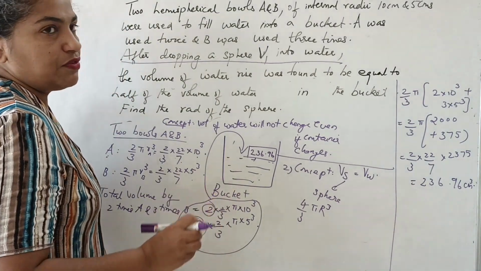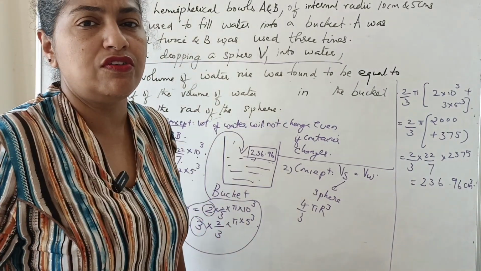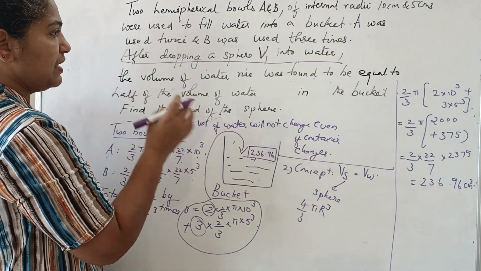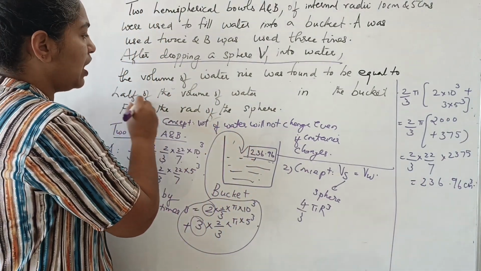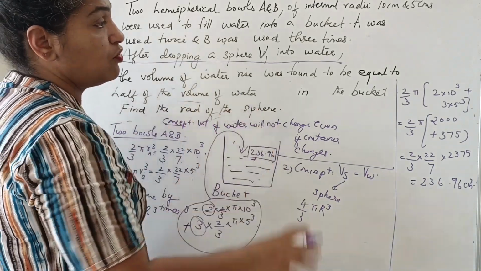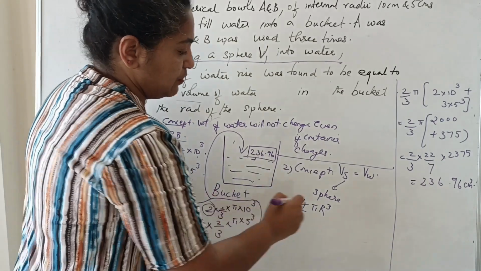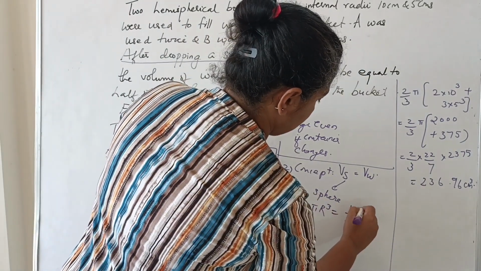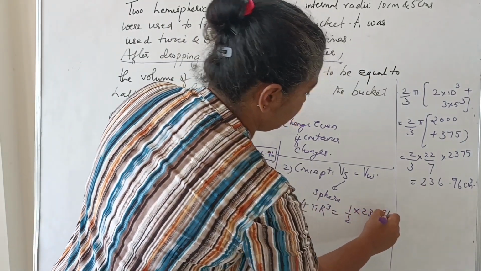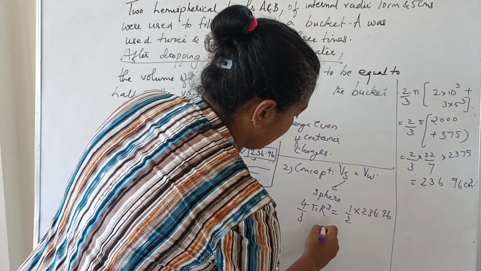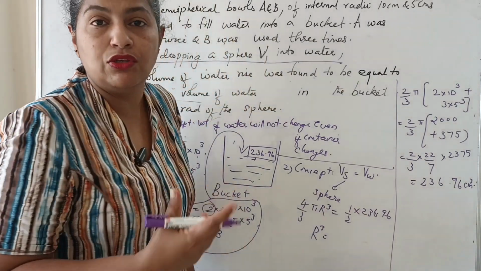Okay. Volume of the water displaced. Because we do not know the shape of the vessel, they have given us another hint. The volume of the water displaced was found to be equal to half of the volume of water in the bucket. So the volume of water rise is half of this value. Now you can find the value of r cube and then find the value of r.